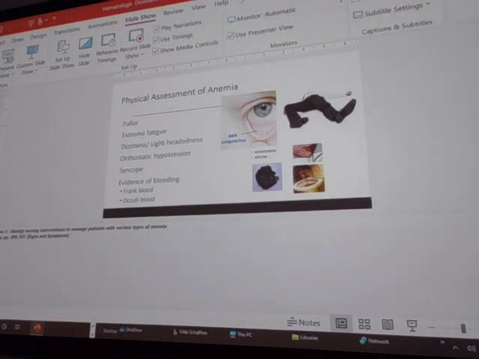Okay, so we look at these signs and symptoms of it, and it all is perfectly clear. The red blood cells carry the hemoglobin, which carries the oxygen, and if you don't have any oxygen in your brain, you're going to be dizzy, lightheaded, and have a tendency to faint when there's an immediate change in position.